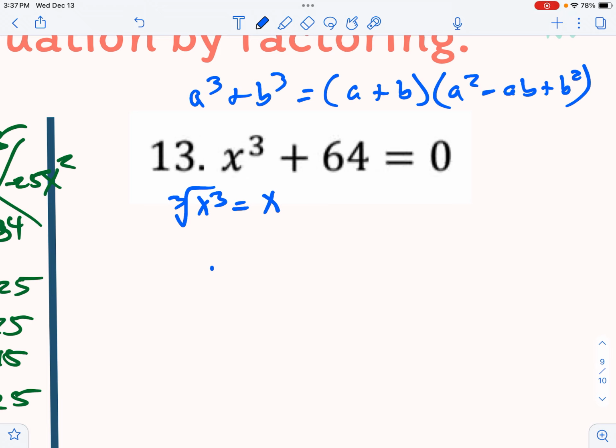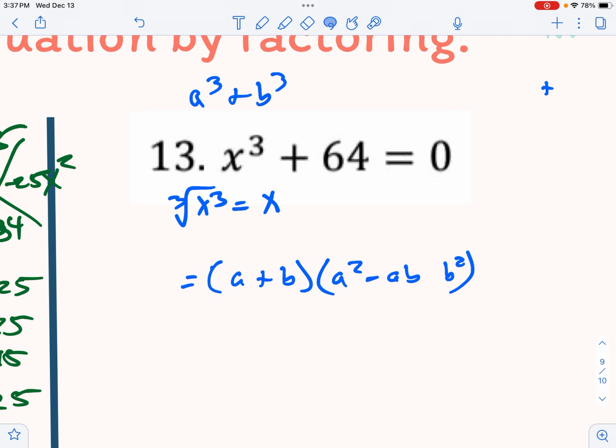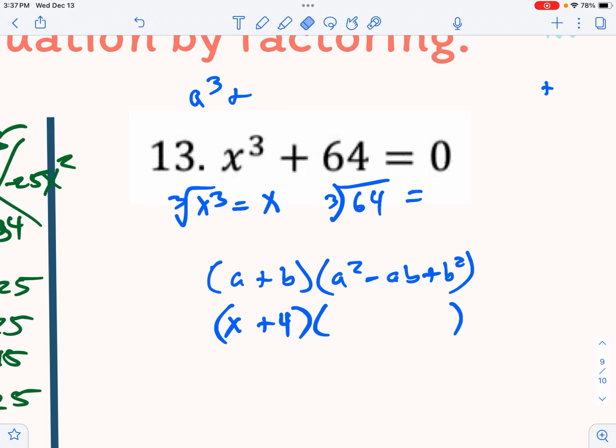So if I write this down, let me rewrite this over here. That's plus. That's x. Cube root of 64, that's 4 times 4 times 4, so that's plus 4. Okay, the rest of it, well, this is all equal to 0, because we're going to solve this in a minute. There's my a, there's my b.